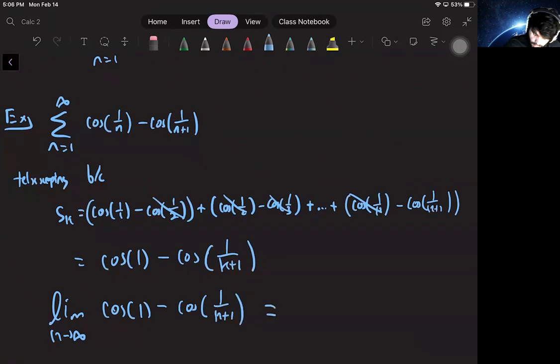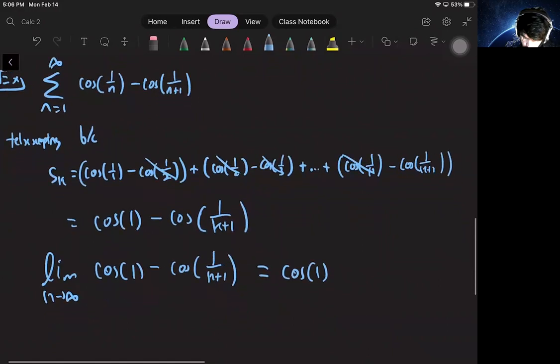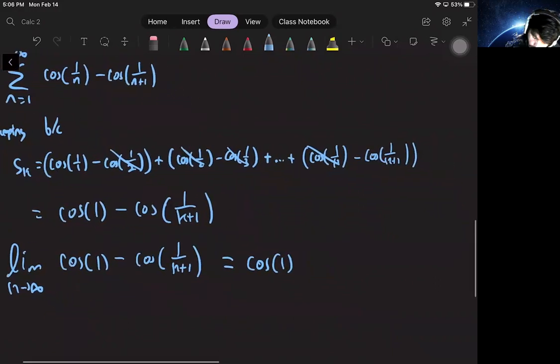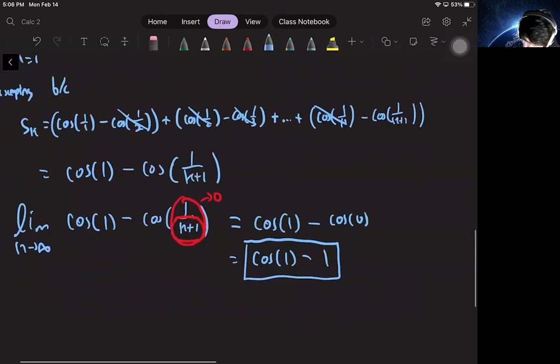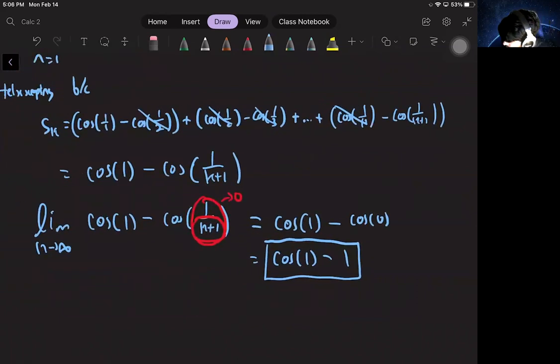And what happens here? Well, the first guy doesn't have any k in it, so it's just a number. Cosine of 1 is just some weird number. And then over here, as k goes to infinity, this guy gets really, really big, makes this fraction get really, really small and go to 0. So this is really just cosine of 0. Cosine of 0, we can say what that is. That's 1. So then this is the final answer. Cosine of 1 is not from the unit circle, so you wouldn't know what that is.